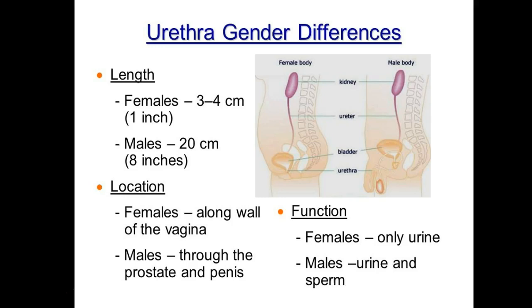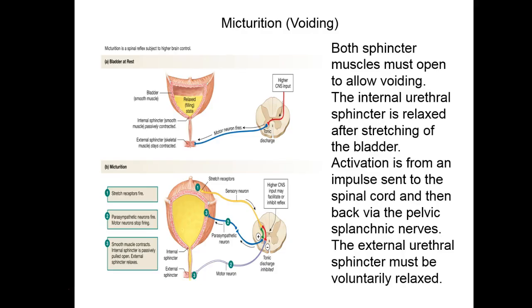Females about 1 inch long, males about 8 inches long. Female location along the vaginal wall. Males through the prostate and the full length of the penis. Function: females only for urine, males urine and sperm. So slight differences between the male and female urethra.